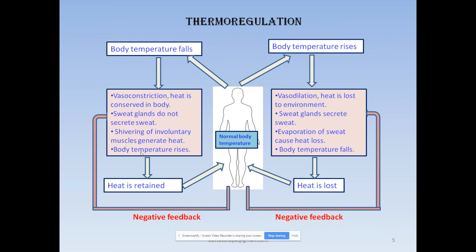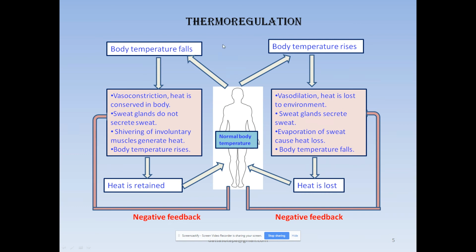For thermoregulation, what happens? Our body tries to maintain a stable temperature. If the external temperature rises, what happens? There is increased blood flow to the peripheral circulation. That is, vasodilation occurs, which helps in heat loss to the environment. Sweat glands secrete more sweat, and evaporation of sweat causes heat loss, resulting in a fall in body temperature. So there is heat loss and normal body temperature is regained.